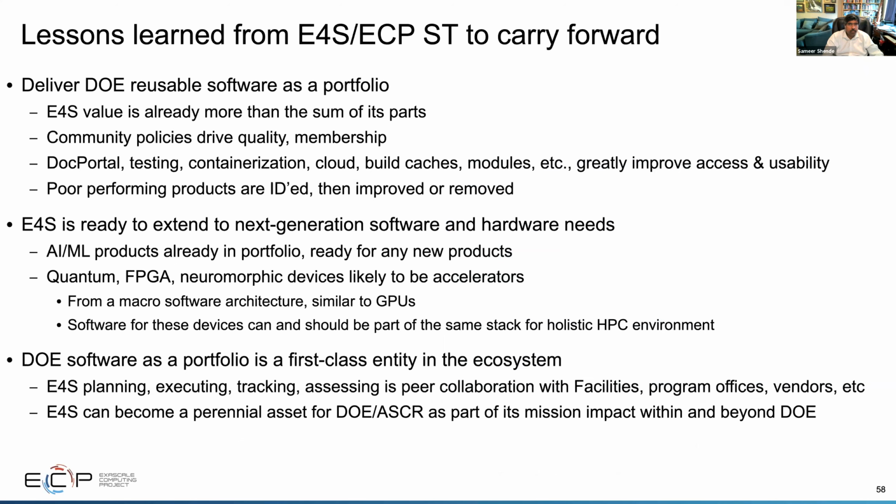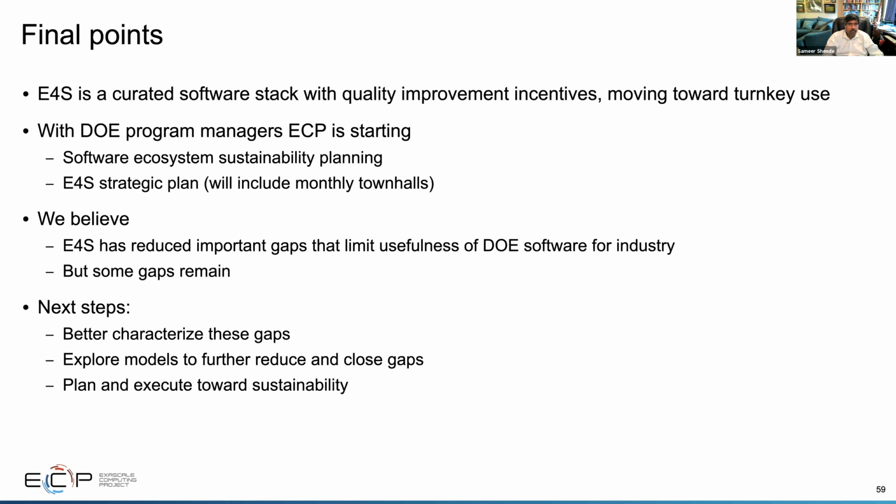And we are looking at DOE software as a portfolio, and it's a first-class entity in the ecosystem now, and we have good cooperation and support from the vendors, and we would like to support this on all the relevant HPC systems. So in short, I would like to say that E4S is a curated software stack with quality improvement incentives moving toward turnkey use, and with DOE program managers, ECP starting software ecosystem sustainability planning, and Mike mentioned a lot of that, the E4S strategic planning.